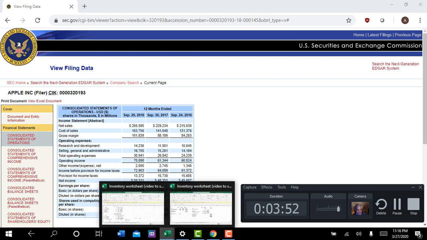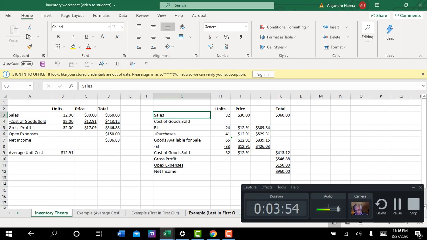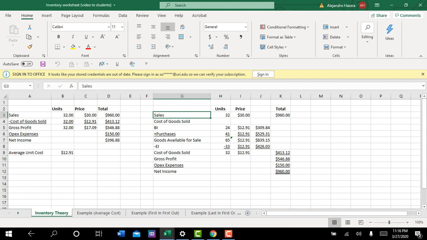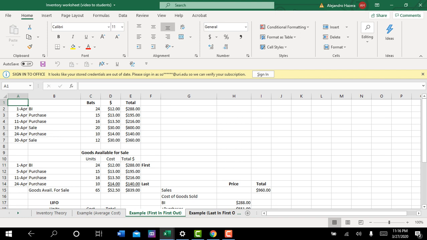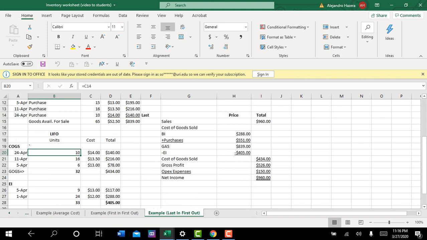Okay, so the Excel spreadsheet that I'm going to use, and I will be sending this one to you like I send all the spreadsheets out, is I'm going to sort of minimize myself here, this little thing here. Okay, so in this workbook, there's going to be four worksheets. The first one is inventory theory, which is more or less what I just talked about, but I'll give you a better example. Then there's going to be three methods of calculating cost of goods sold and your inventory. Okay, so let's start with the first one.